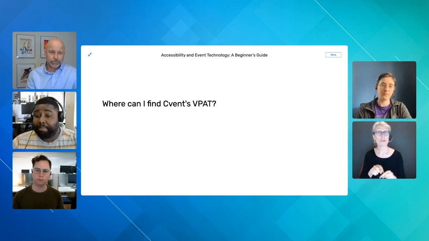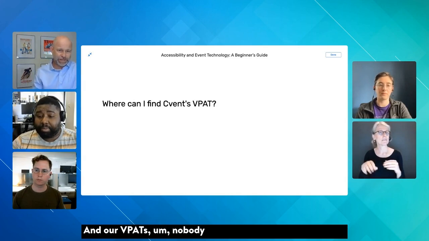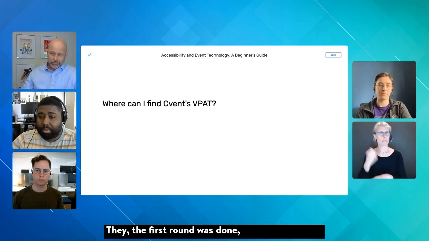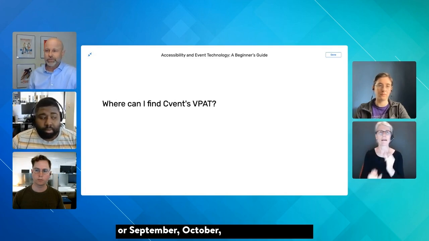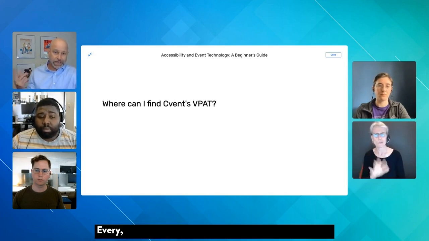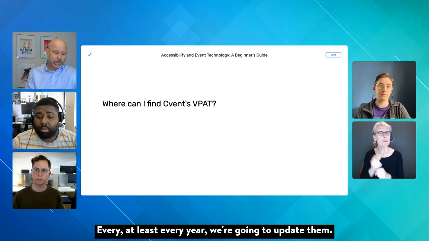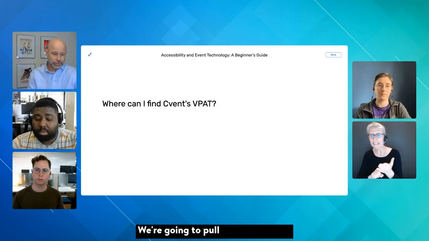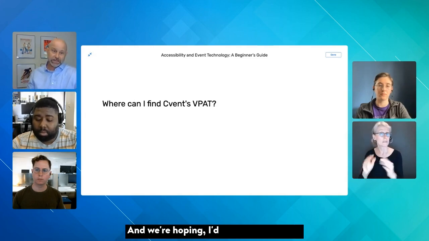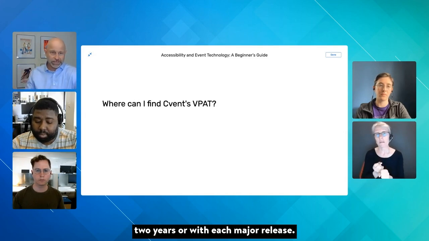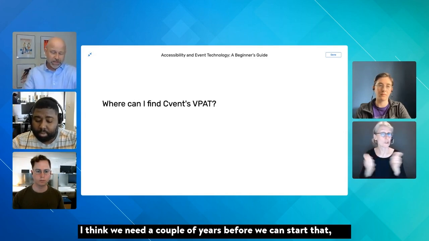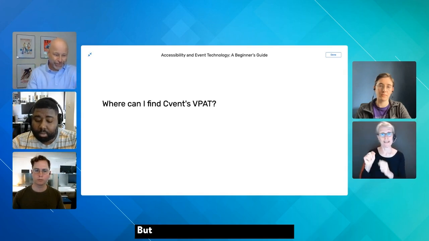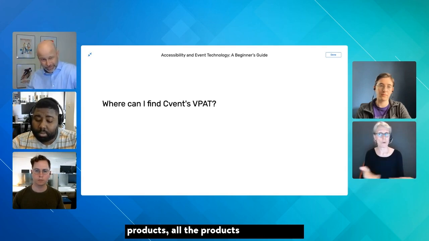And our VPATs, nobody asked, but VPATs are not static. The first round was done, I think, last August or September, October, something like that. The goal is at least every year we're going to update them. The updates for pulling out defects as we fix things, we're going to do ourselves. We're going to pull the defects out. And I'd love it about every 2 years or with each major release to pay that audit firm again to re-audit our products. I think we need a couple years before we can start that, but first we have to get through all the products the first time.